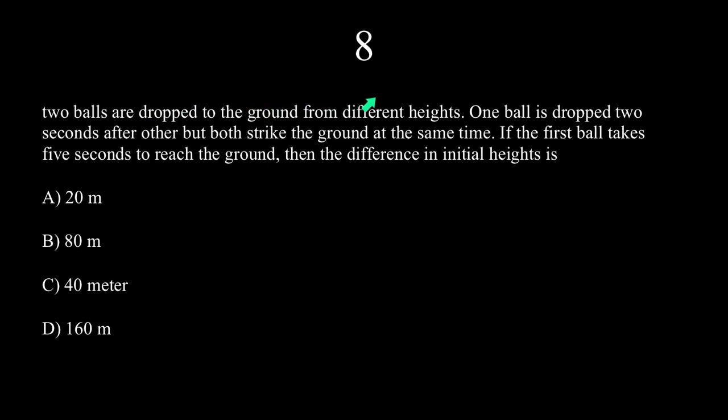Two balls are dropped to the ground from different heights. One ball is dropped 2 seconds after the other, but both strike the ground at the same time. If the first ball takes 5 seconds to reach the ground, then the difference in initial heights is.